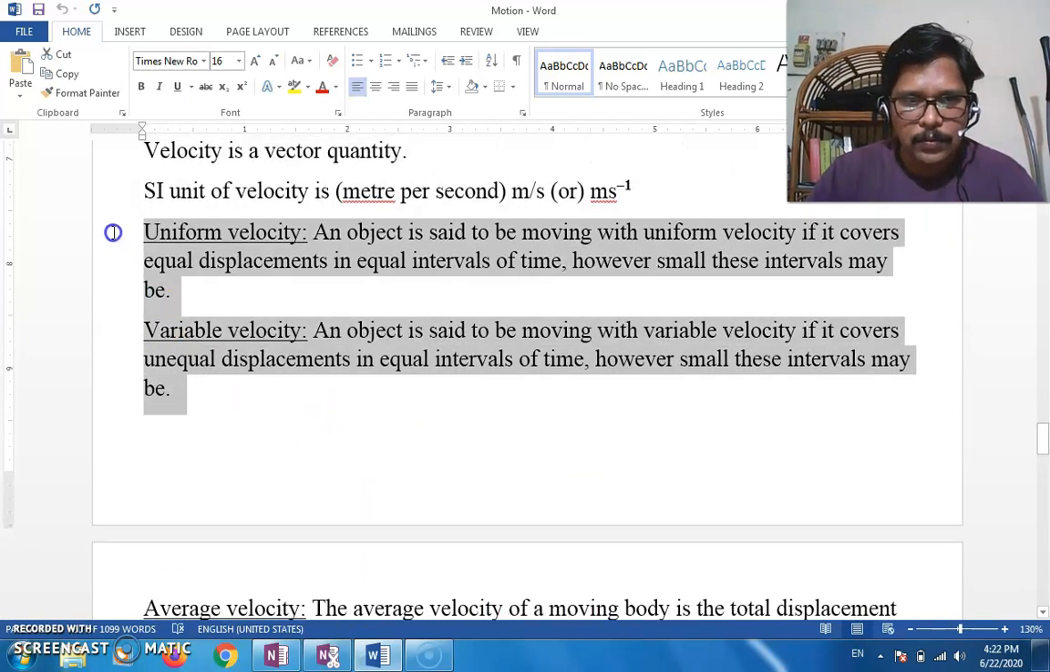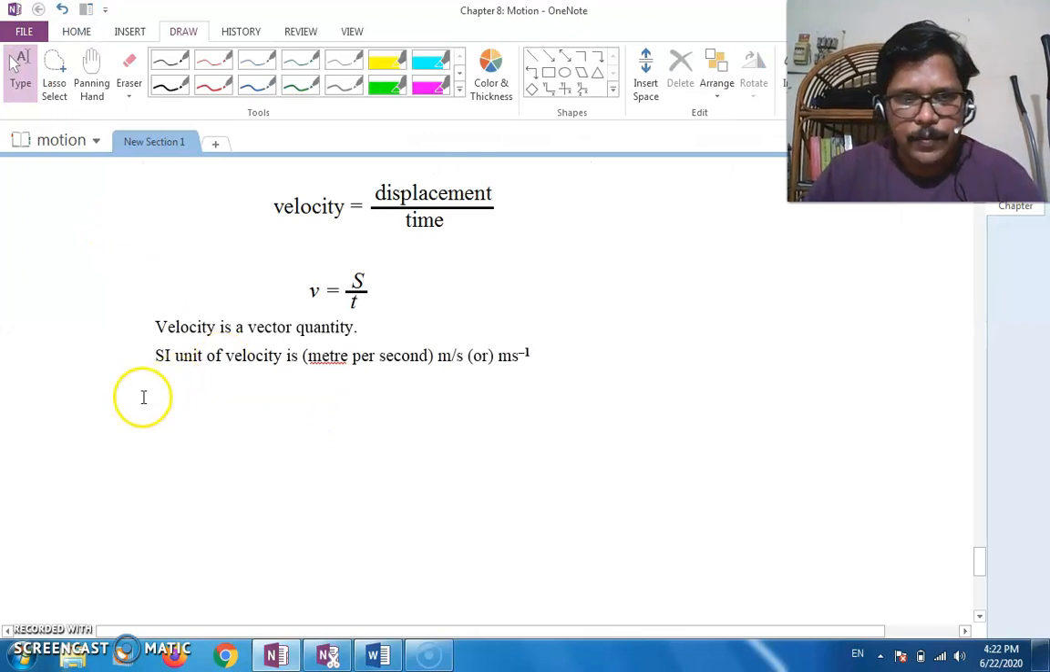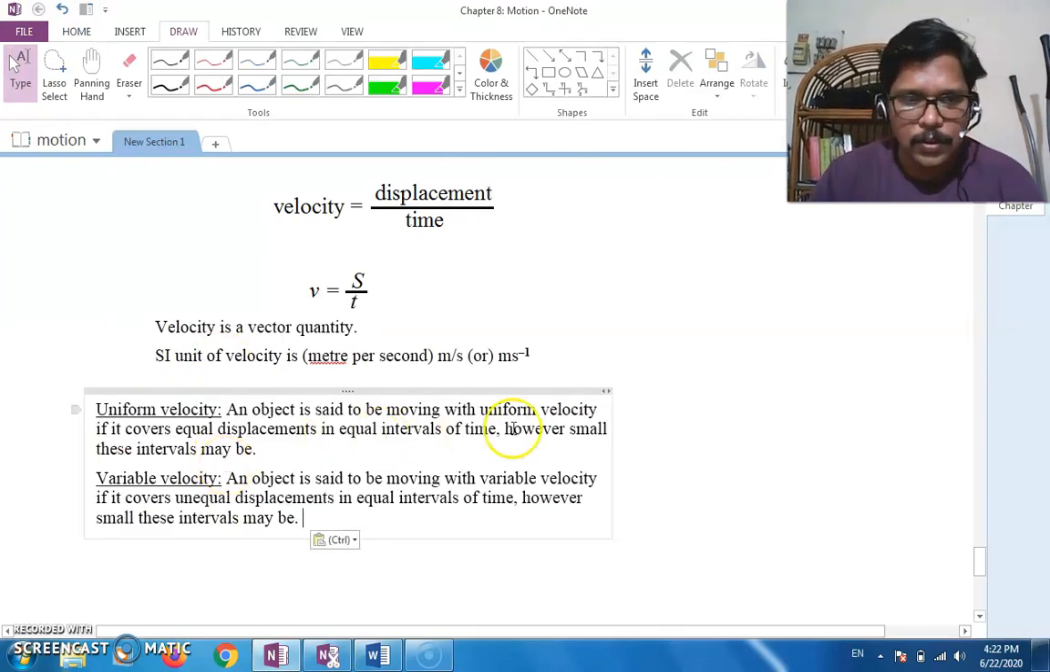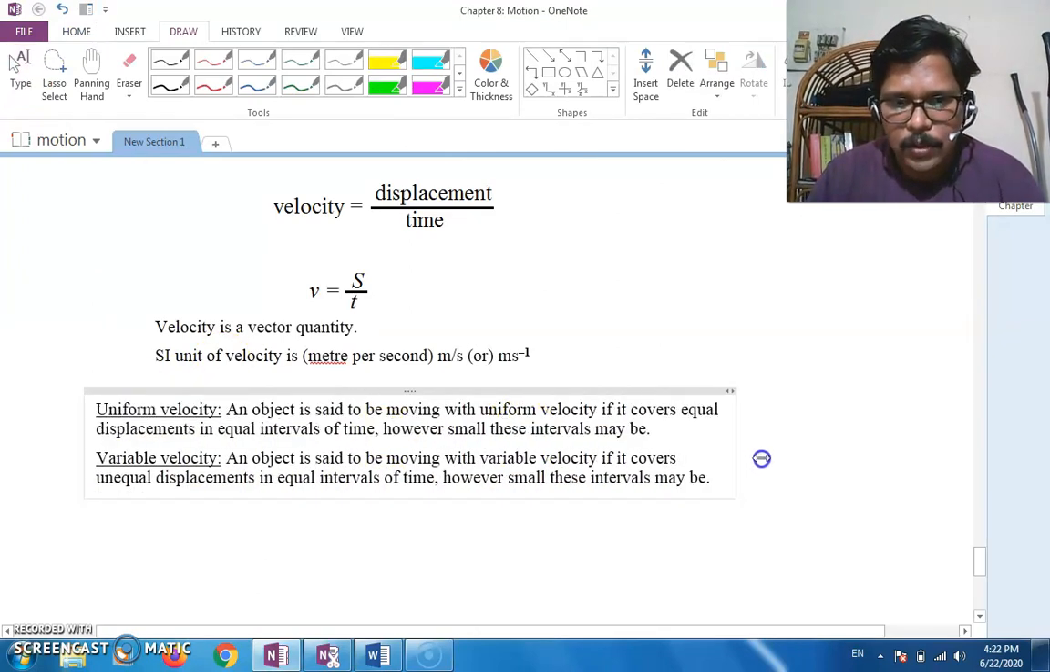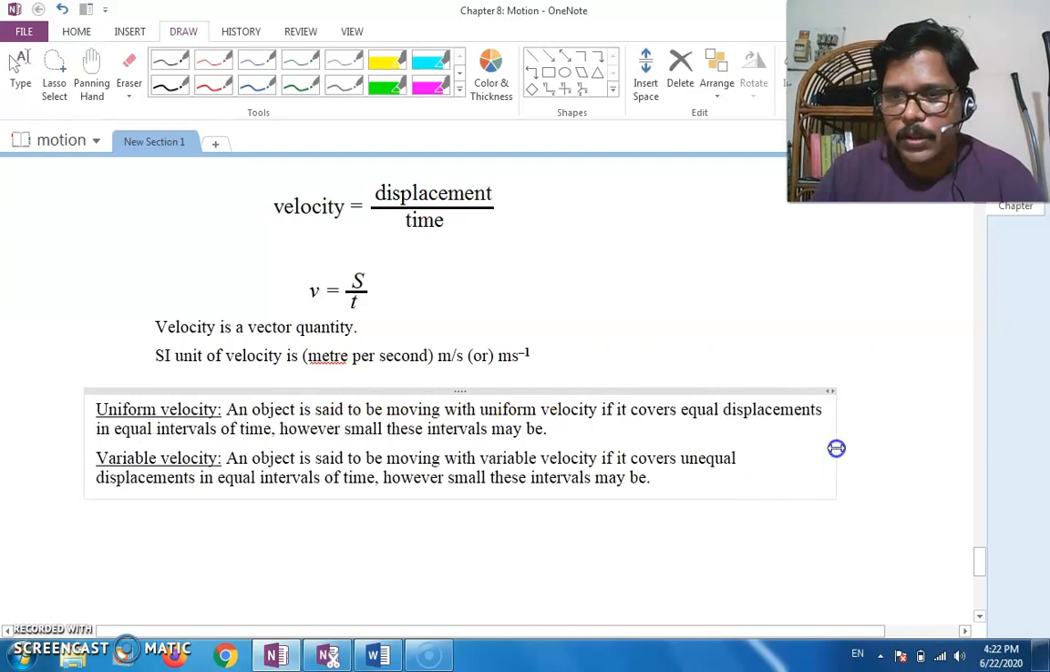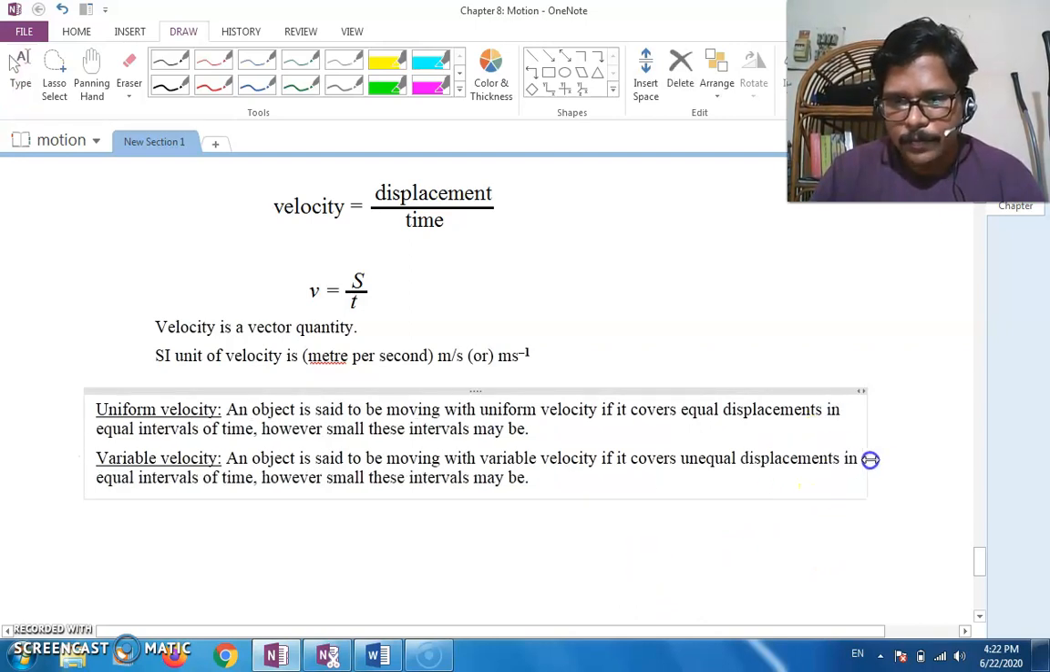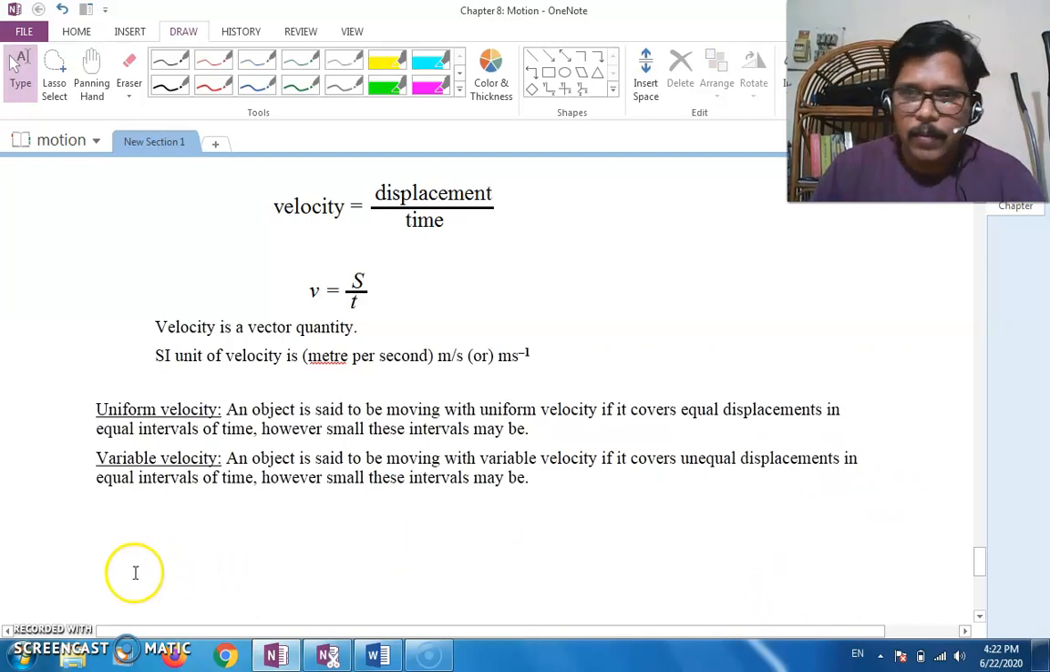I'll put the two definitions in front of you. Uniform velocity: an object is said to be moving with uniform velocity if it covers equal displacements in equal intervals of time, however small these intervals are. And variable velocity is that in which there are unequal displacements in equal intervals of time.